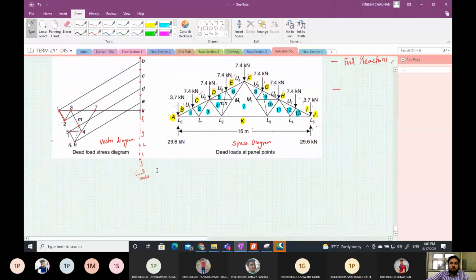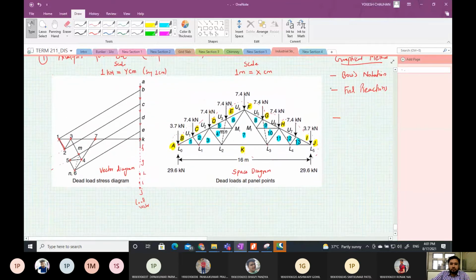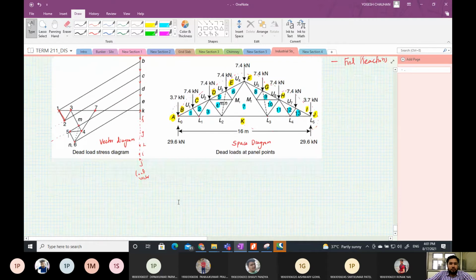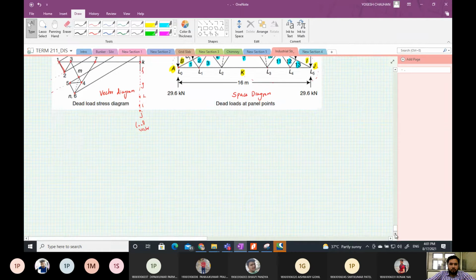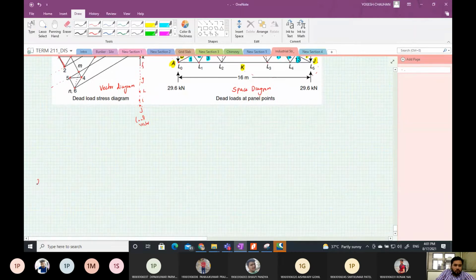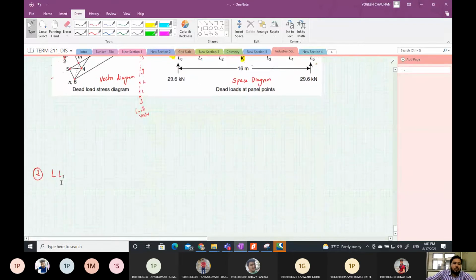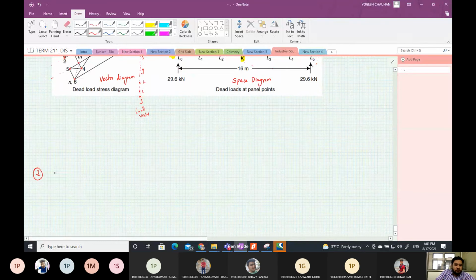Similarly, for the live load case also, you can get this. For the live load case, it will be the same. Analysis for live load using graphical method.